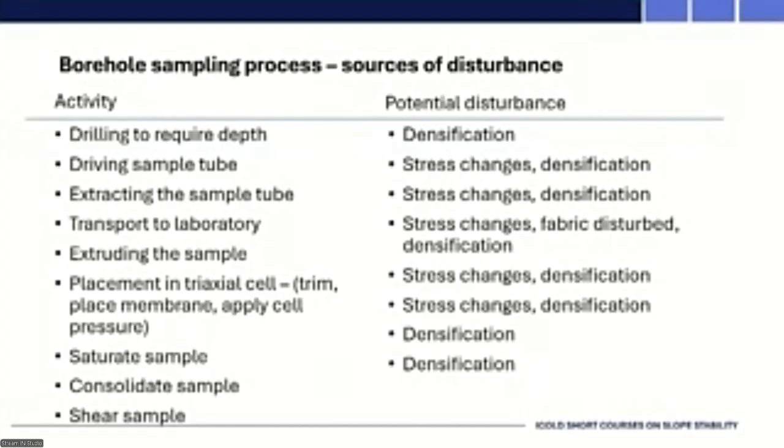Then when you arrive in the laboratory, the sample needs to be extruded from the tube. We need to place it in the triaxial. There's sometimes some trimming involved. We need to saturate the sample. We need to then consolidate the sample. And only then are we going to start loading the sample. And you can just imagine the changes that that sample has gone through up to that point in time. So to get that 0.01 change in void ratio is really likely, really, really likely from what we are doing to the sample.